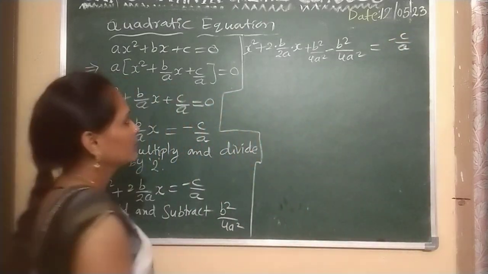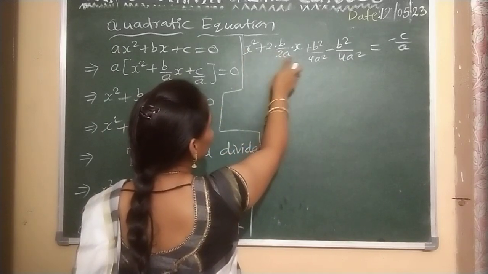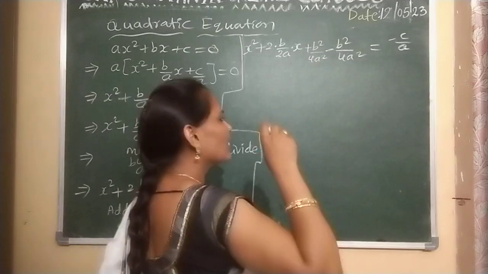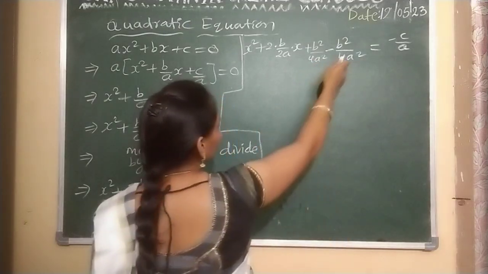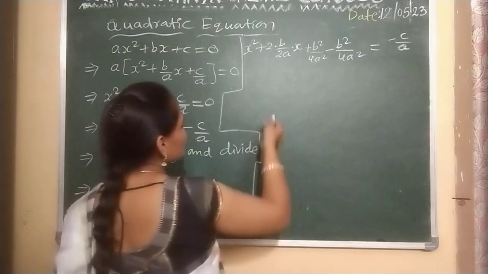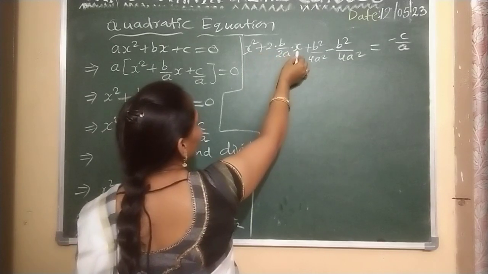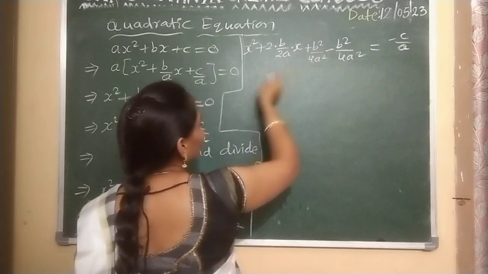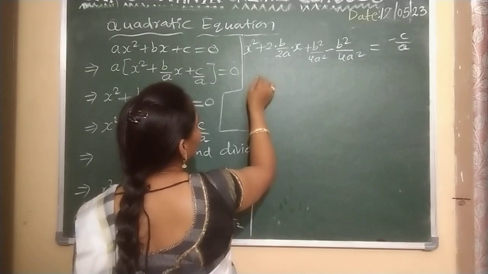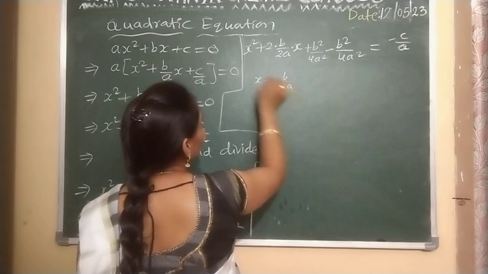Minus c by a. Now see here, this term and this term and this term, just 3 terms. If there is any confusion, you can take this term transpose, then you can understand. See here, this is a square plus 2ab plus b square, that form is there now. That's what I am writing as x plus b by 2a whole square.